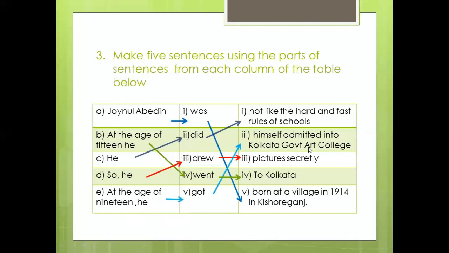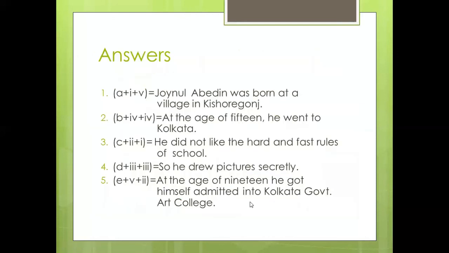Now we will see how to write these answers in your answer script. See, the first one: A in column A is joined with number 1 of column B and then with number 5 of column C. So you will write this like A plus 1 plus 5 equals, then you will write the full sentence. Joinul Abidin was born at a village in Kishorganj.